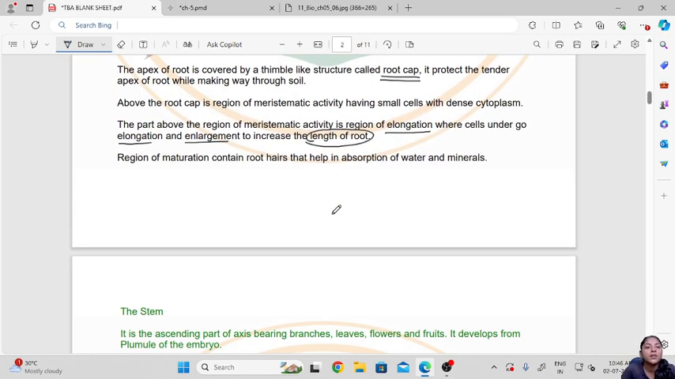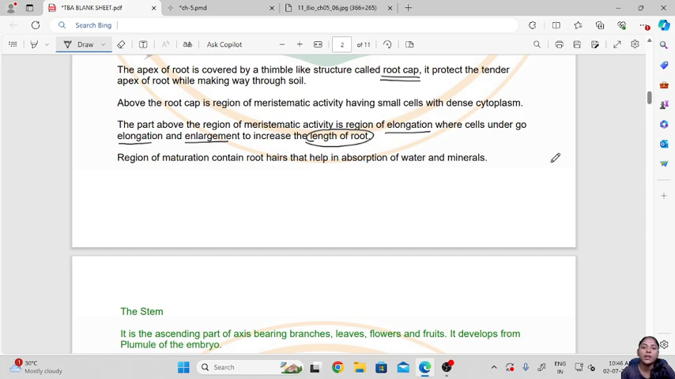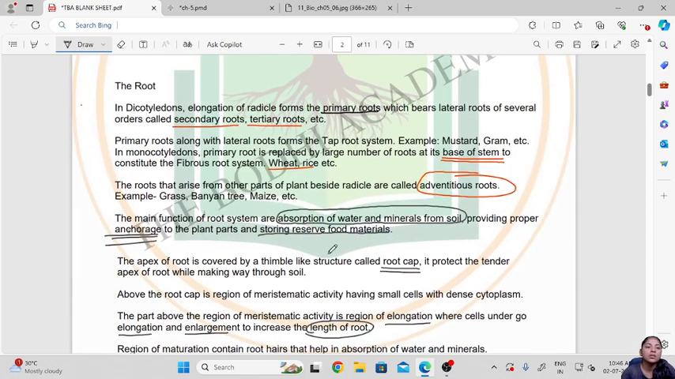Then the region of maturation contains root hairs that help in absorption of water. The final region, this part, is the region of maturation, which has these root hairs, the structures which help in the absorption of water and minerals. So this is all about the structure or the morphology of the root system.